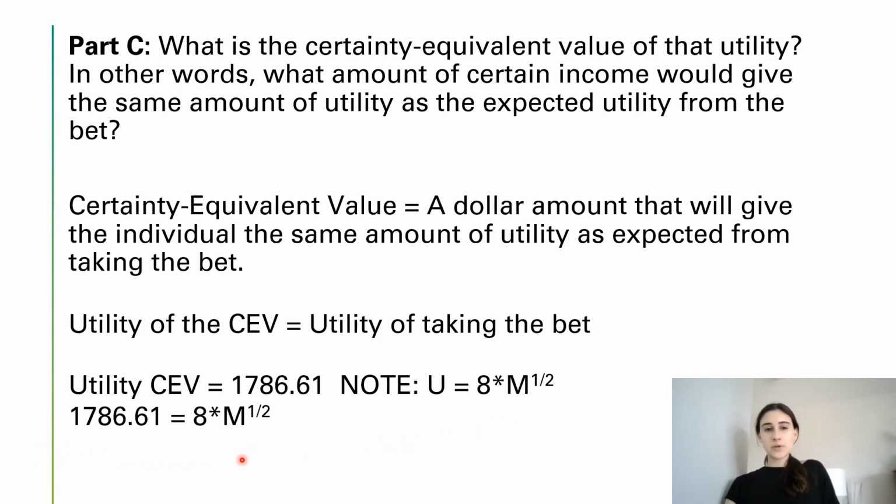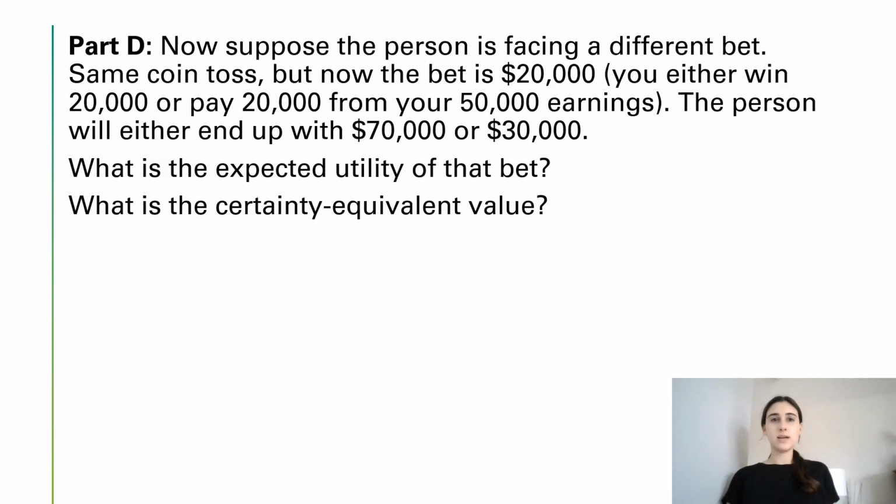So let's set up our equation. Here, we have the utility of taking the bet, and we set it equal to this value. After that, we will solve for m, and m represents the CEV. It is the dollar amount that is equivalent to the utility the individual gets when taking the bet, this value here. So basically what we did was we converted a util term into a dollar term. Let's move on to the next part of the problem.